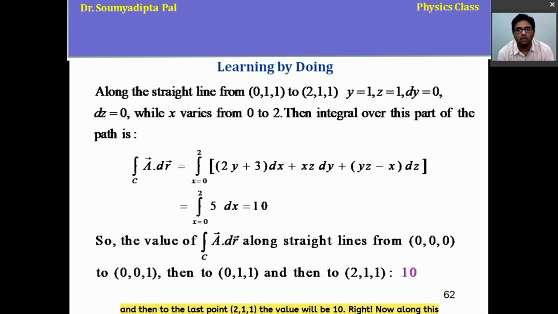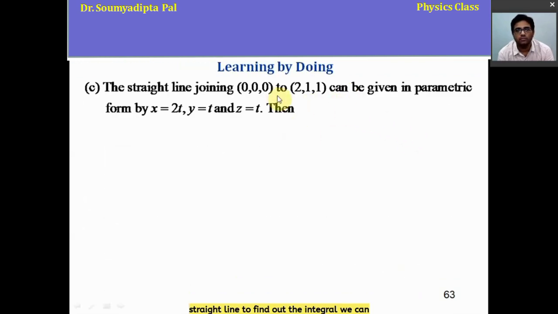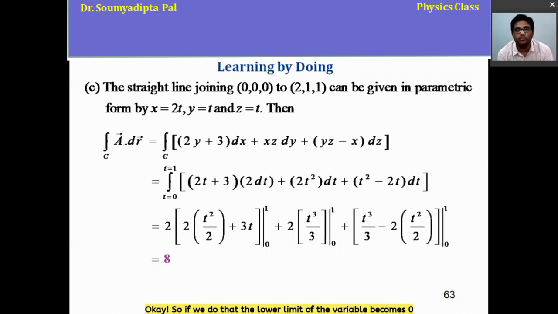Now along this straight line, to find the integral, we can use this parametric equation to make the integral easier to solve. Okay. So if we do that, the lower limit of the variable becomes 0 and the upper limit is 1, right? Then after doing the integration and putting in the limits, we get this value. So in this problem, you have learned how to solve a line integral along different paths using possible parametric equations, right?